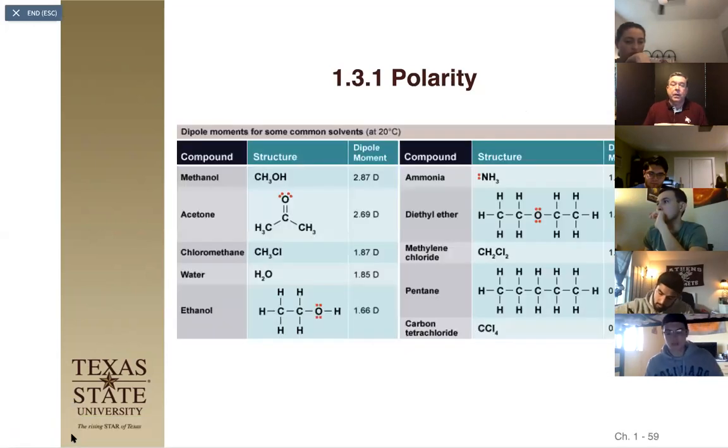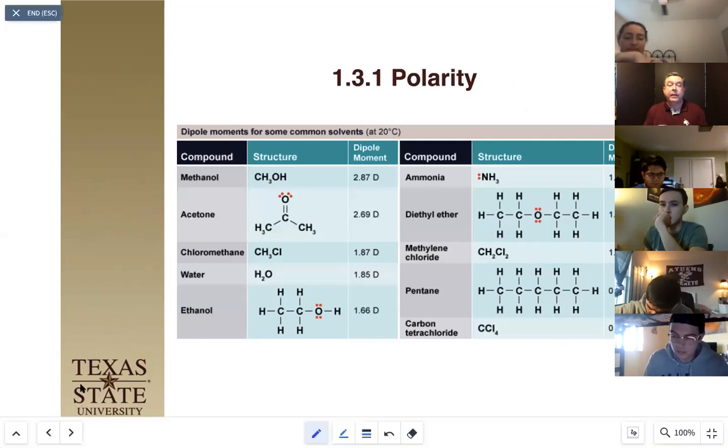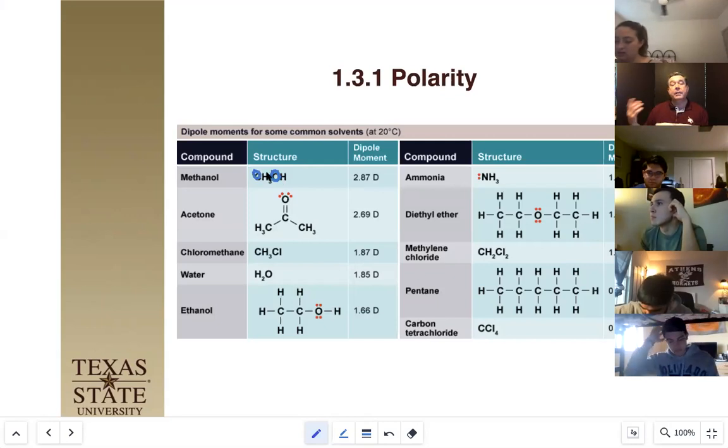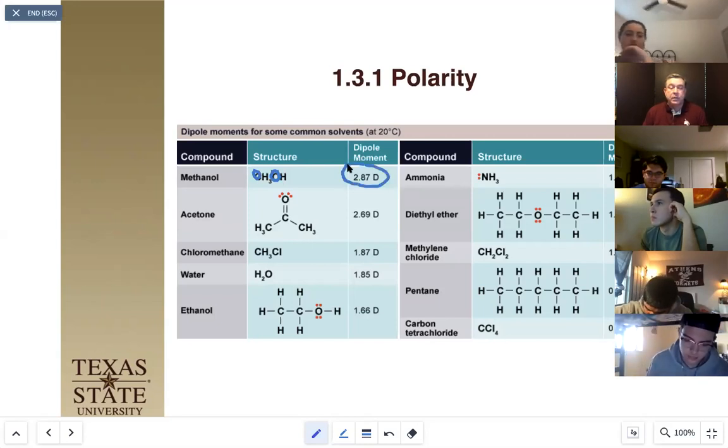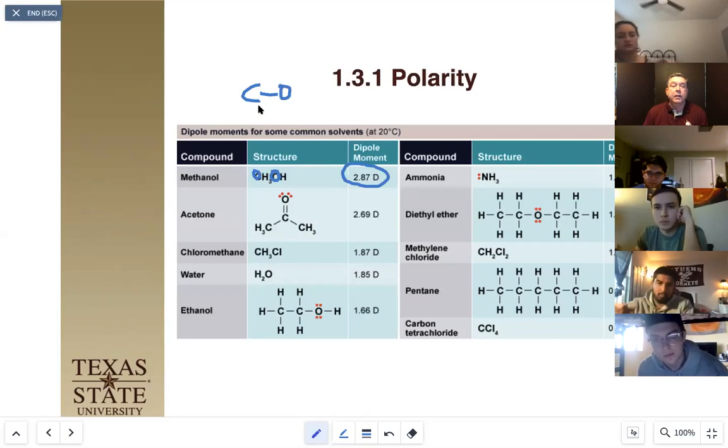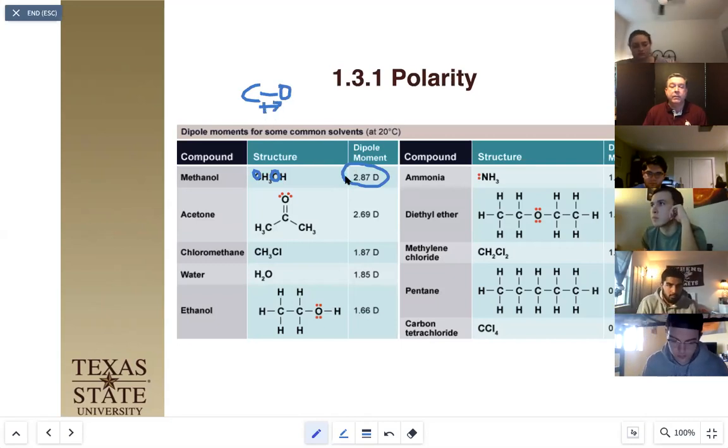Okay, so let's talk about just some structures that we might see polarity in. In methanol, because we have oxygen and carbon here, there's a net dipole difference between them. And so we see a dipole of about 2. The fact that we have that carbon and that oxygen creates a dipole in one direction.